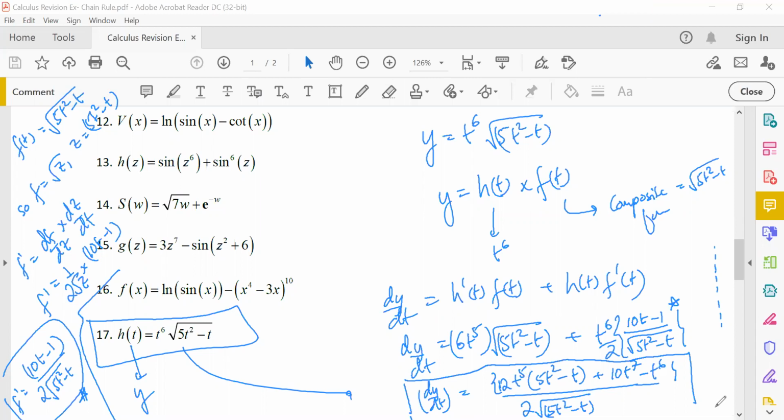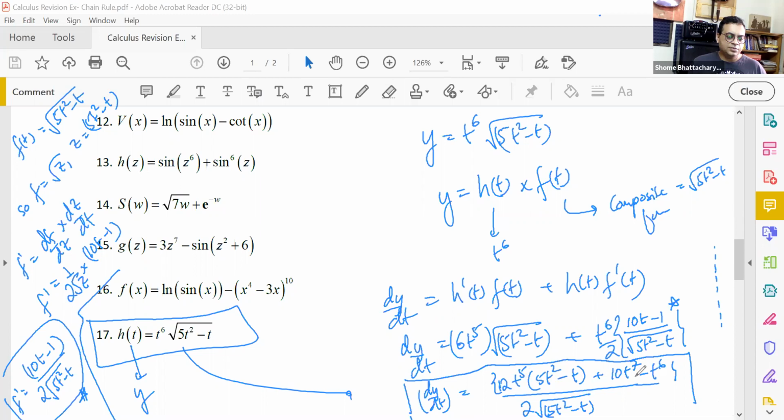Okay. So this will become 60t to the power 7 plus 10, so 70t to the power 7. Then there's a minus 12 minus 1, so minus 13t to the power 6 kind of term divided by this.